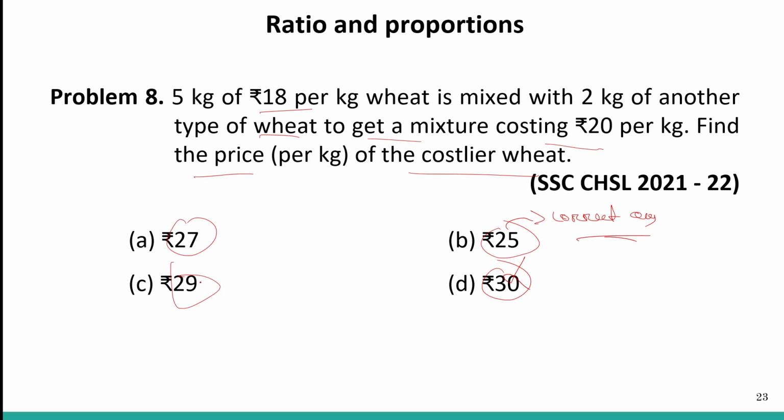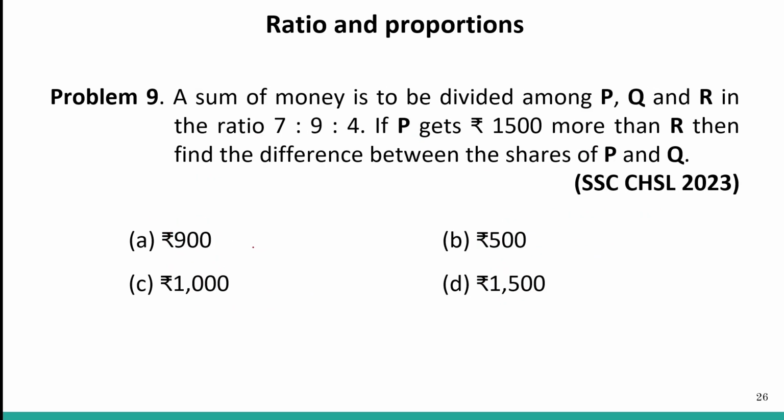These are all wrong answers here. 30, 29, 27. Okay. So problem number 9. A sum of money is to be divided among P, Q, R in the ratio 7 is to 9 is to 4. If P gets 1500 more than R, then find the difference between the shares of P and Q. Okay, 900, 500, 1000 and 1500.